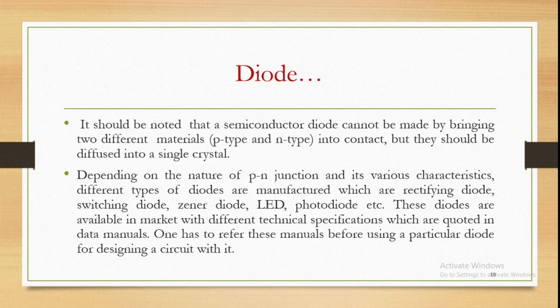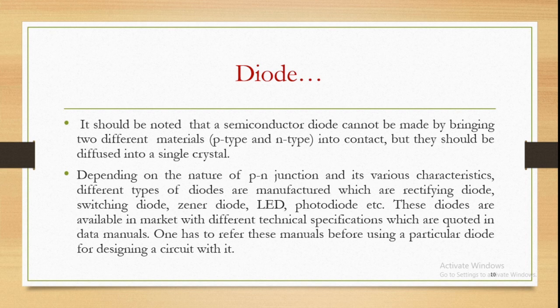It should be noted that a semiconductor diode cannot be made by bringing two different materials like p-type and n-type into contact, but they should be diffused into a single crystal. So depending on the nature of the PN junction and its various characteristics, different types of diodes are manufactured. They may be a rectifying diode, switching diode, Zener diode, LEDs, photodiode, etc.